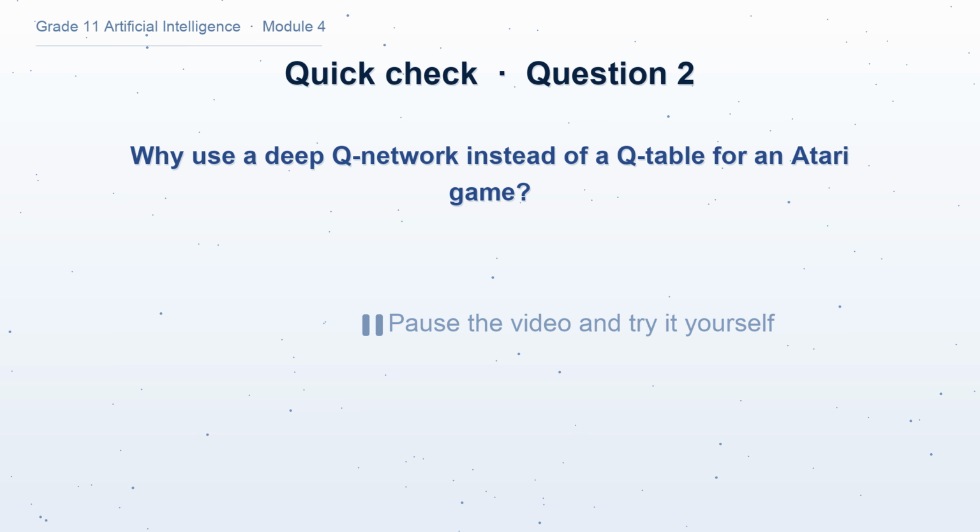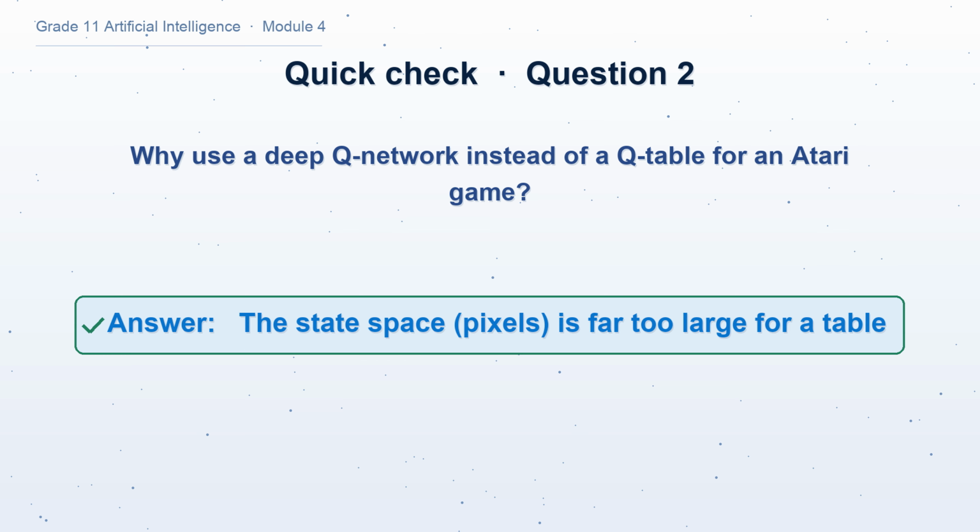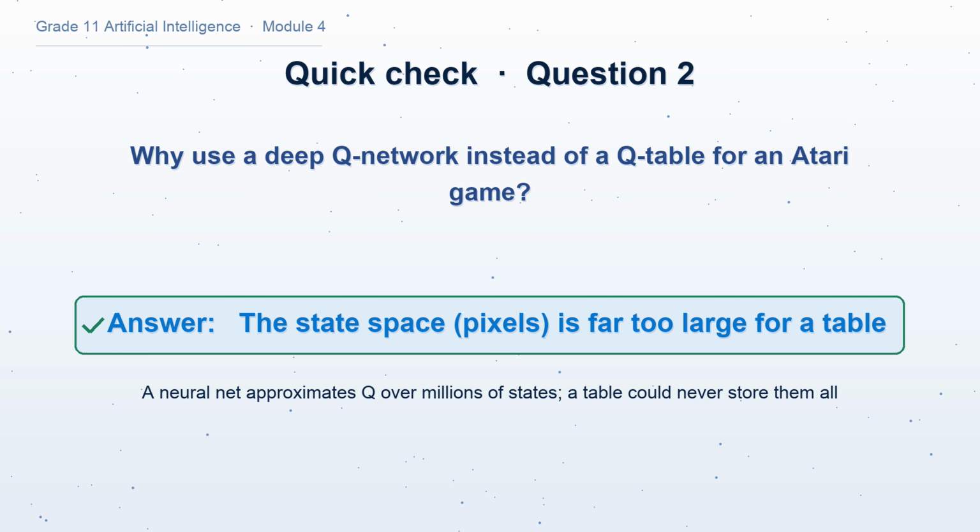Question 2. Why use a deep Q network instead of a simple Q table for an Atari game? Because the state is the screen of pixels, and there are far too many possible screens to store in a table. A neural network estimates the Q values across that huge space, so the agent can learn directly from what it sees.